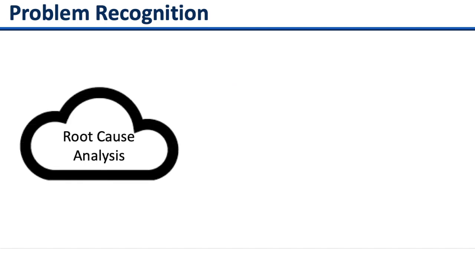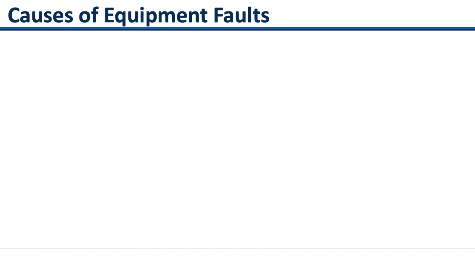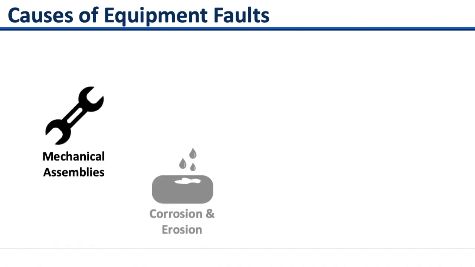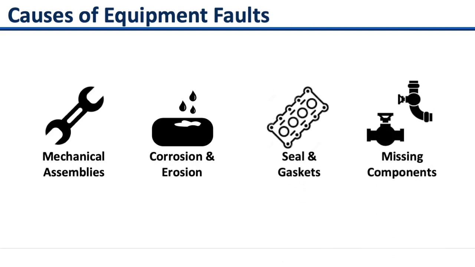Fault detection begins with recognizing that a problem has occurred and then working towards understanding the root cause. Information and data are required to understand the initial root cause in order to prepare, plan, and predict. There are a variety of ways in which equipment faults can be detected. Some of the common failure mechanisms are mechanical assemblies, corrosion and erosion, seal and gaskets, and missing components. Formation changes, changes to company policy, and technology can also play a role.